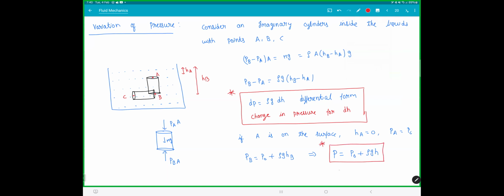But remember, there's a catch. This is valid only when rho and g are constant. If density or gravity changes, you can't use this. Then you have to integrate. And H is what? H is the depth from the surface. So P is the pressure at a depth H from the surface. So the differential form is more powerful. Whenever density or gravity changes, use dP is rho g dH. But if rho and g are constant, we can use P naught plus rho g H. Yeah, have a look at this.